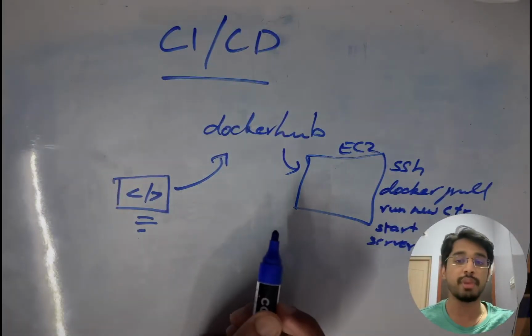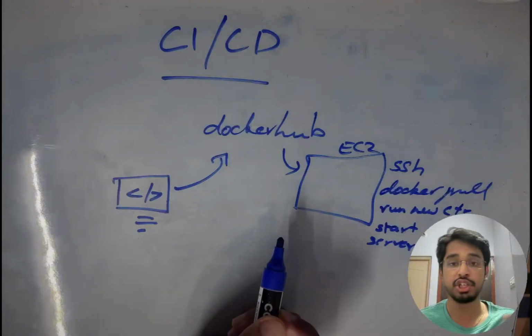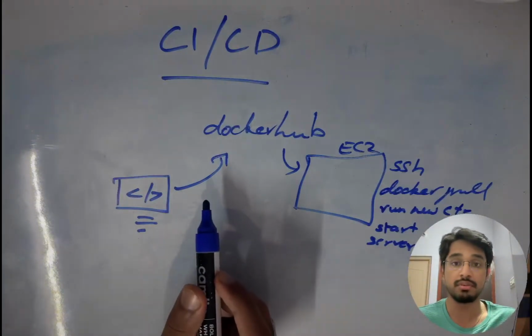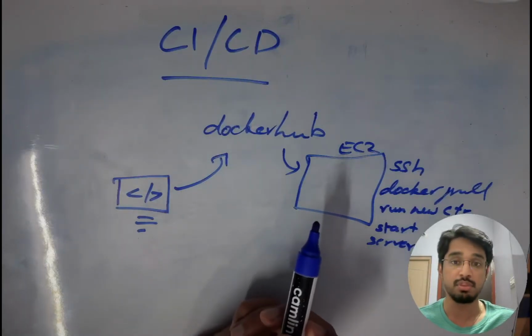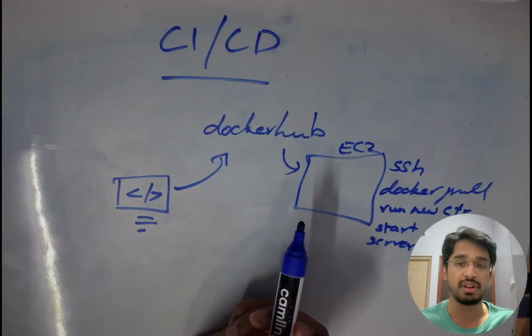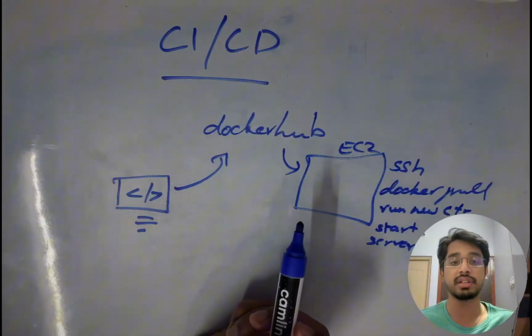So this is a lot of manual work, right? Anytime we make a change, we need to push it to Docker Hub or GitHub. Okay, and based on that we need to go into the machine, pull the image, and then run the new container of that. Okay, so we can actually automate this.